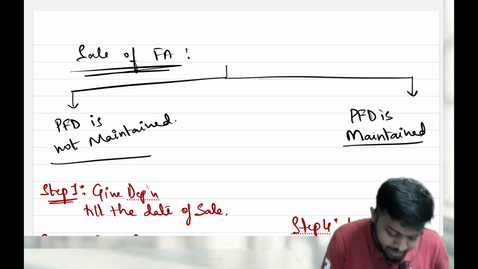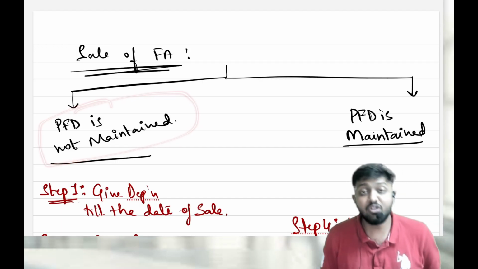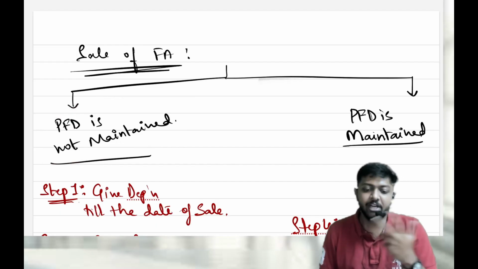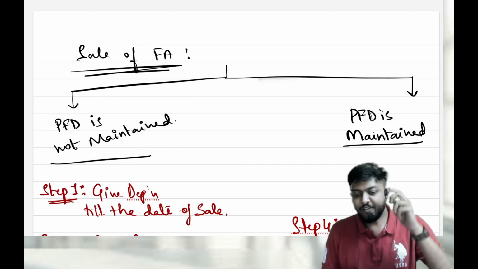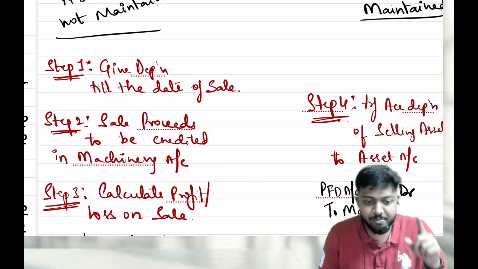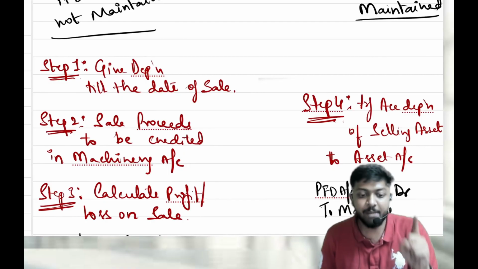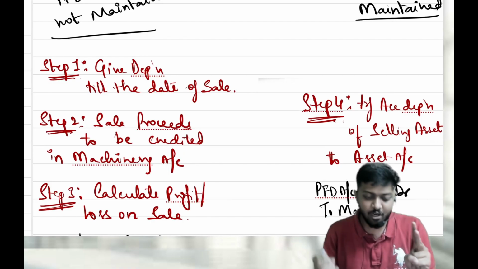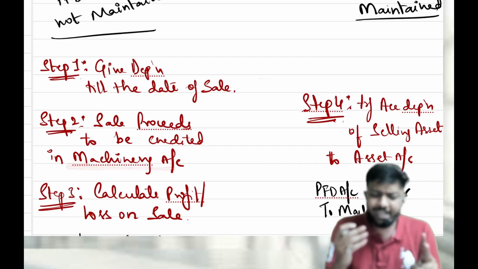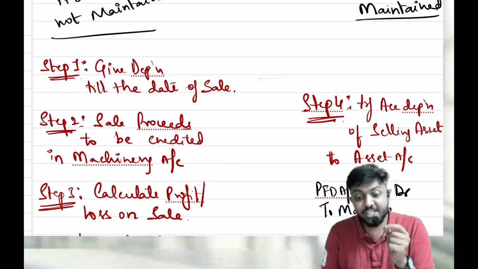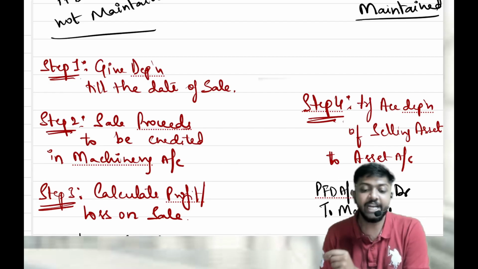Now, let's come to the first possibility where PFD is not maintained, and you are not giving depreciation effect to provision for depreciation. You are giving depreciation effect to the fixed asset account. In that case, how to do the sale entry? Step 1, give depreciation till the date of sale. Step 2, sale proceeds should come in the credit side of the asset account. Here I am telling machinery; treat it as any fixed asset account. So first step, give depreciation for the asset that you are selling till the date of sale.